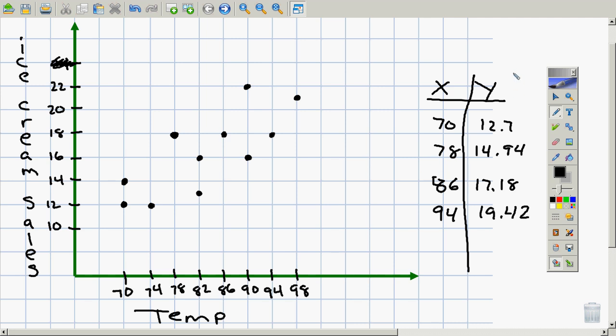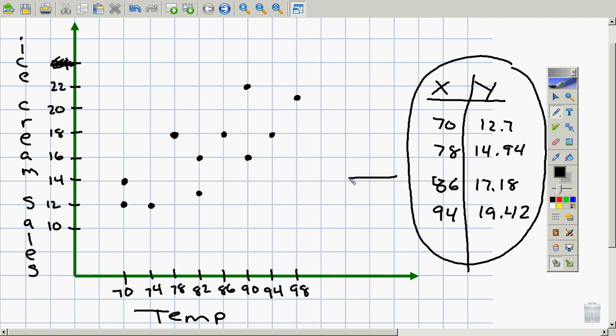All right, well, I'm going to plot these points on that graph right there. So I'll do this in red. At 70, 12.7. So here's 70. Here's 13. So 12.7 is about right there. I'm just going to kind of take a guess. About right there. At 78, it's almost 15. So 78, I'm going to go up to what I think is about 15, about right there.